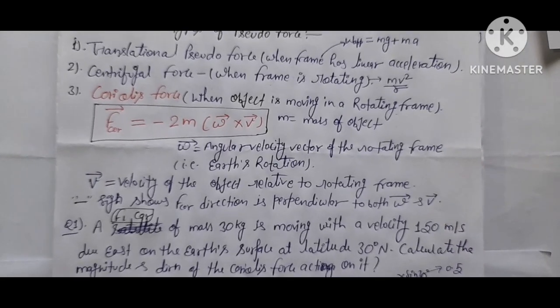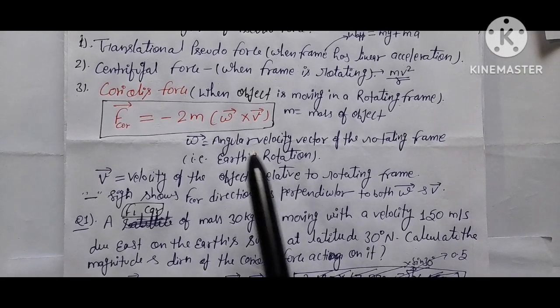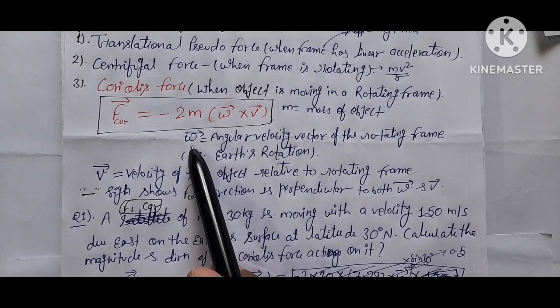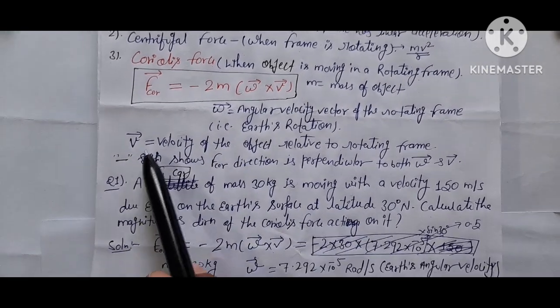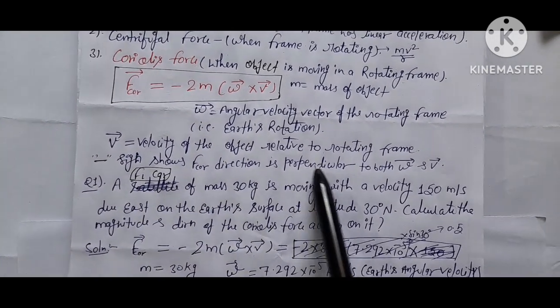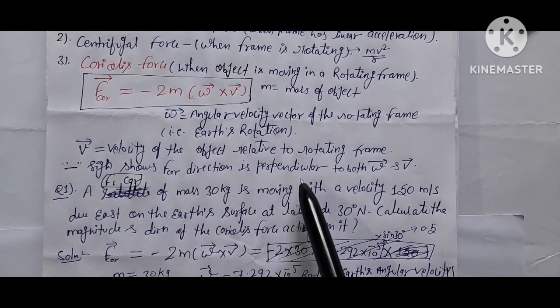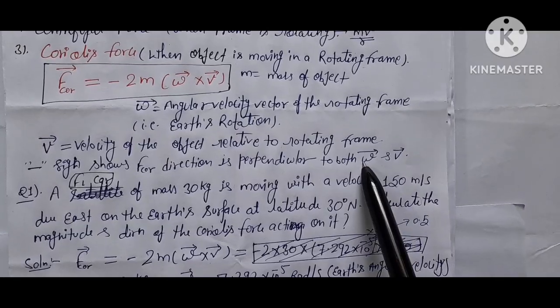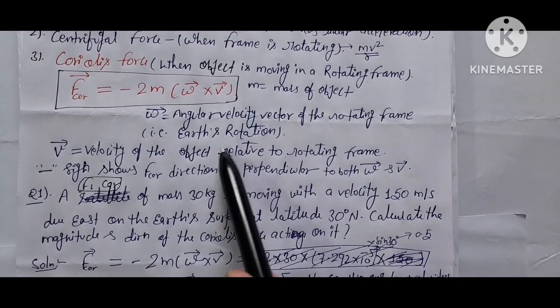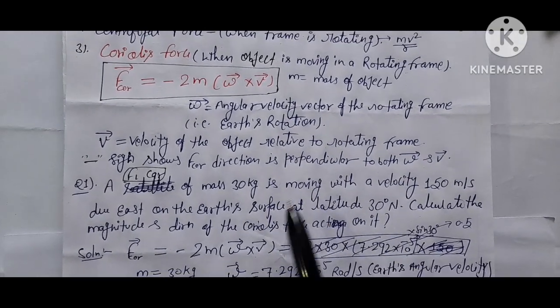Now we're talking about Coriolis force. You have the notation vector omega and vector velocity. The minus sign shows the direction of the pseudo force, or Coriolis force, perpendicular to both omega, that is the earth's rotation, and the velocity of the object.